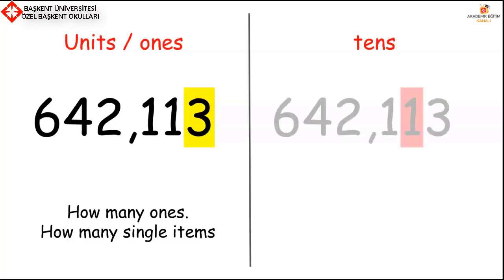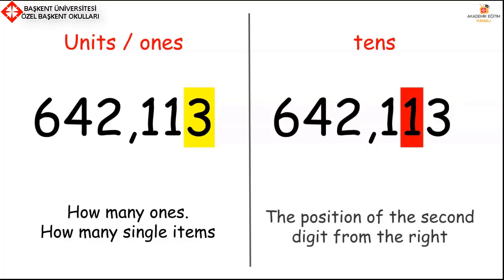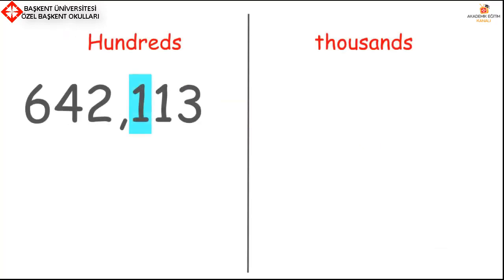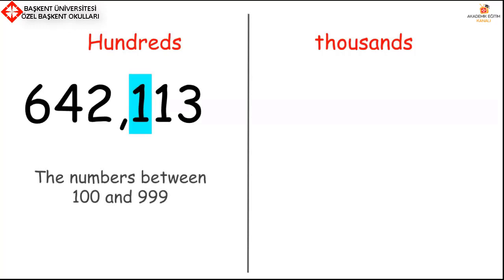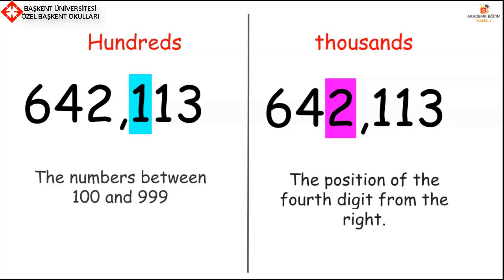The same number, but now we've got the tens. The position of the second digit from the right. 1 ten is 10, 2 tens are 20, 3 tens are 30, and so on. Hundreds. Hundreds are the numbers between 100 and 999: 100, 200, 300, 400, and so on. Thousands. Here we've got 2,000. The position of the fourth digit from the right.